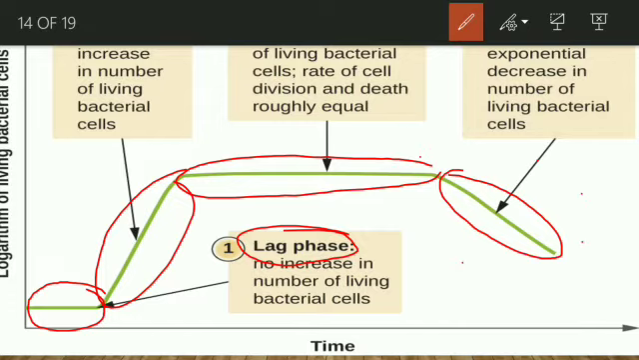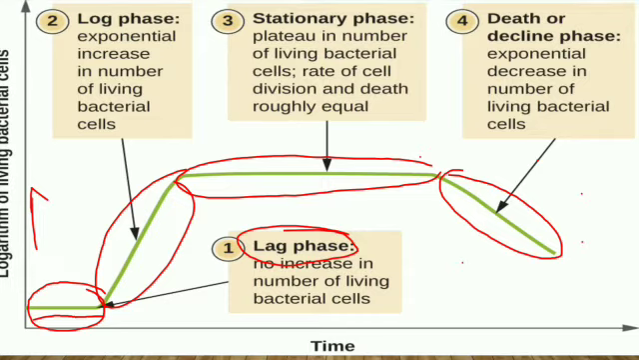And what could you observe in the lag phase? The bacterial growth is almost parallel to the x-axis. No increase in this direction. What is there in this direction? Logarithm of living bacterial cells. No increase in bacterial number. Later you could see in the second phase, the log phase, the curve tends upwards. That is an exponential increase in the number of living bacterial cells. You could see that in the second portion of this curve.